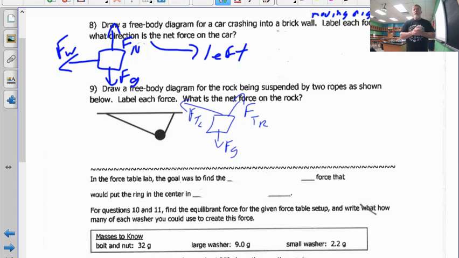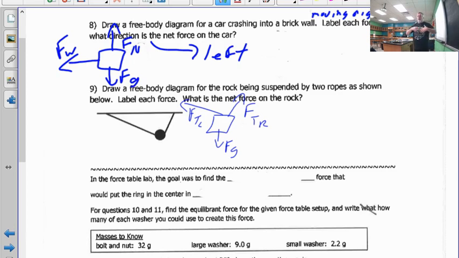Well, there is a force of gravity on our rock. You're right. Well, let's think of it this way. If the rock is hanging by these two ropes, is the rock moving? Is our rock moving? Can anybody tell me that? Right, correct. The rock is not moving.